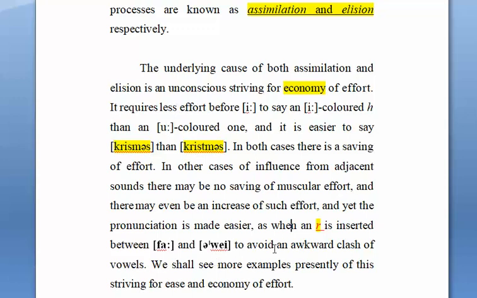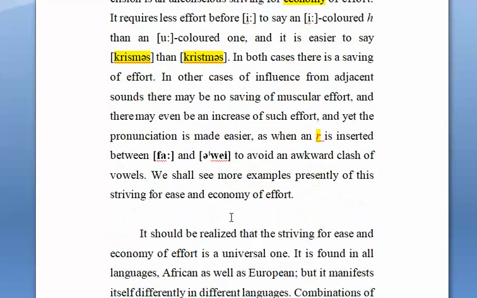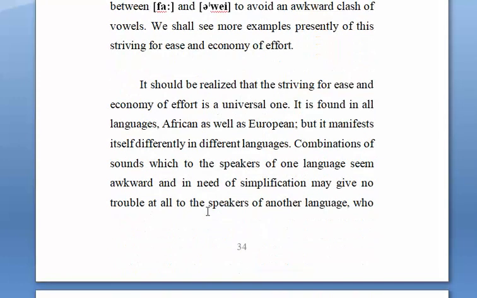We shall see more examples presently of this striving for ease and economy of effort. It should be realized that the striving for ease and economy of effort is a universal feature of speech. It is found in all languages, African as well as European, but it manifests itself differently in different languages.